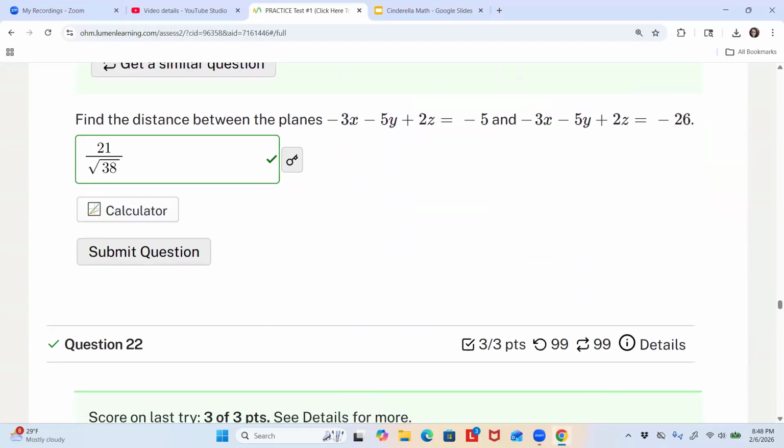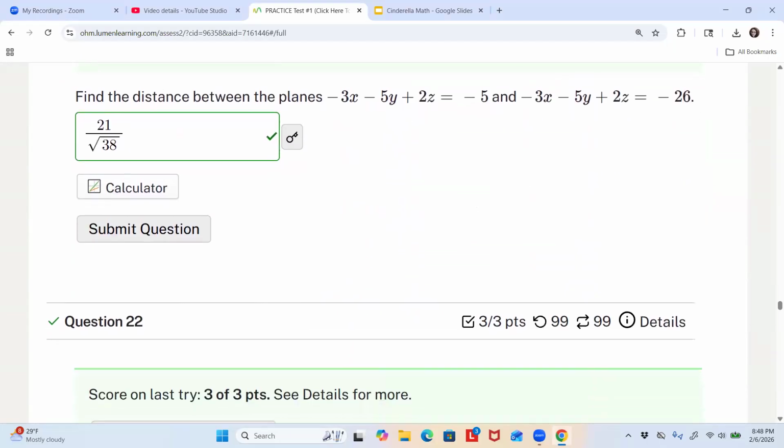21. Find the distance between the planes. Okay, this one's a little complicated. 21. Okay. I did have to kind of look up this formula.